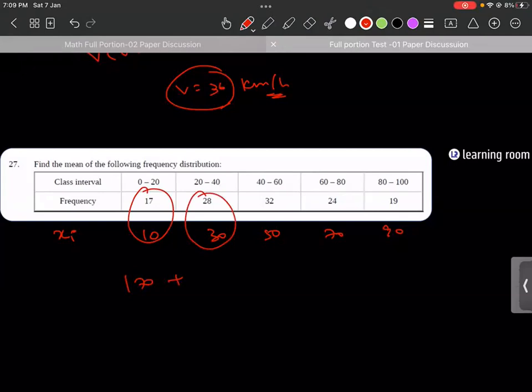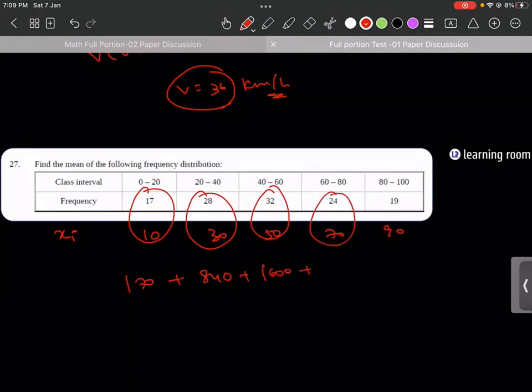plus. So 170 plus 28 into 30 is how much? 840. 28 threes is how much? 840 plus 32 into 50 is how much? So 32 into 50 is 1600. Yes, sir. So 24 sevens is how much? 1680. 1680 plus 19 nines is how much? So 19 into 100 is 1900, 1710 something.